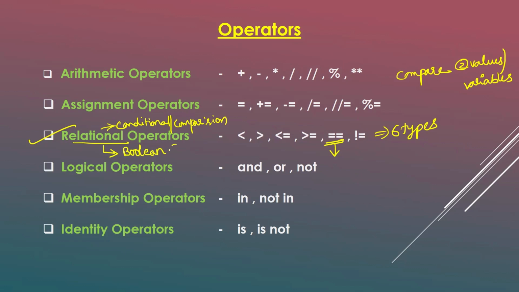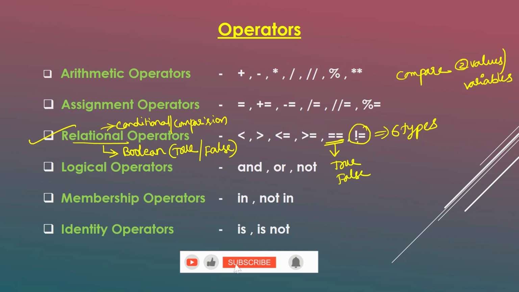Boolean values means if the comparison is correct, it will return the output as true. If the comparison is wrong, it will return the output as false. If two values are similar and you use the equal to symbol, it will return the value as true. If the comparison is wrong, it will return the output as false. And the second type of relational operator is not equal to. If the two values are not similar, you have to make use of this.